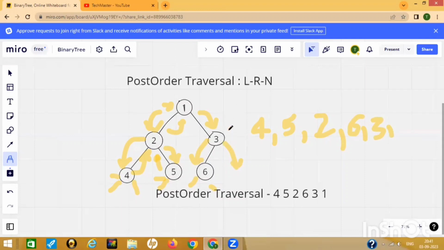Now for node 1, the left side is visited and the right side is visited. Now we can visit node 1. So node 1 is visited now. As we see, the post-order traversal for the tree is 4, 5, 2, 6, 3, 1.